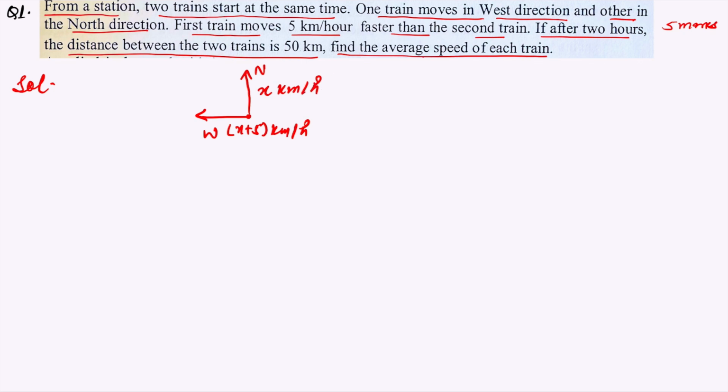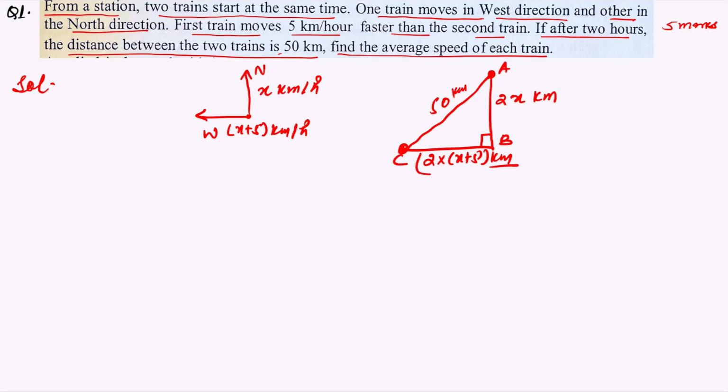Now it is saying that after 2 hours, the distance between the two trains is 50 kilometers. Okay, let's draw the diagram. In 2 hours, the first train moving in the west direction has traveled 2 times x plus 5 kilometers, and the train moving in the north direction would have traveled 2x kilometers. The distance between these two trains is 50 kilometers. So this is 50 kilometers. Let's say this is A, B, and C, and this is 90 degrees.